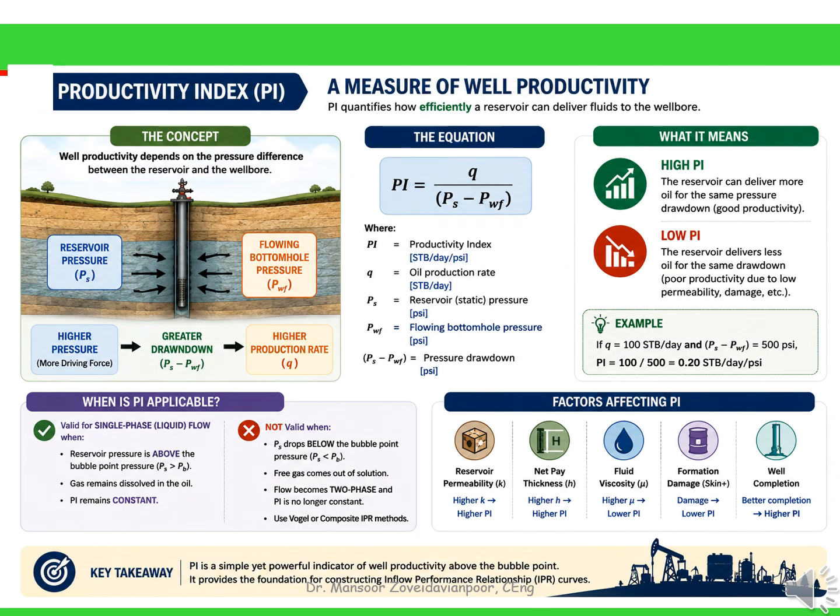Imagine two wells producing from the same reservoir. One produces twice as much oil as the other, even though both experience the same pressure drop. Why? The answer is the productivity index, or PI. PI tells us how efficiently a reservoir delivers fluids to the wellbore.